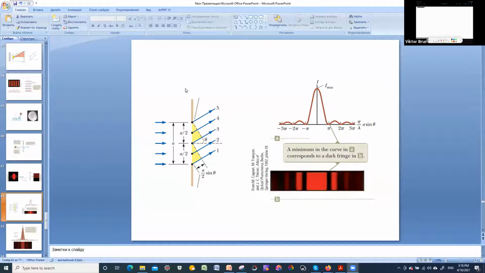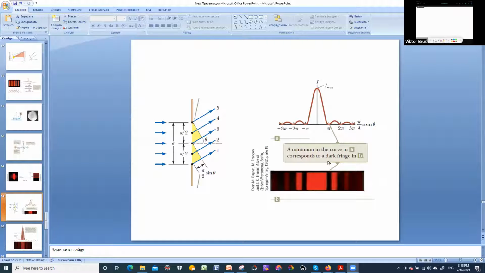So light from one portion of the slit can interfere with the light from the other portion of the slit, and as a result, the light intensity on the screen, like the projection on the screen, will show us a certain interference pattern instead of having just a projection of the slit on the screen.